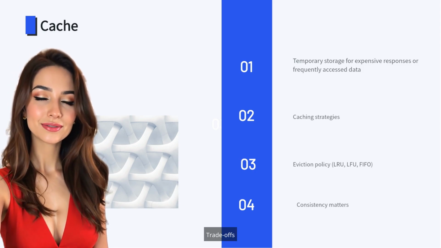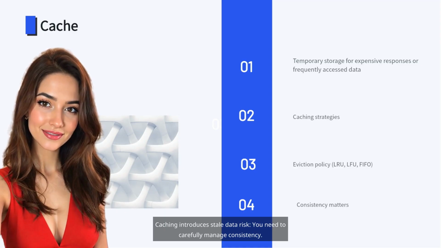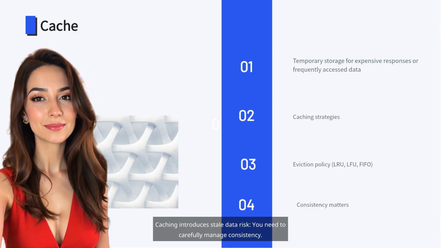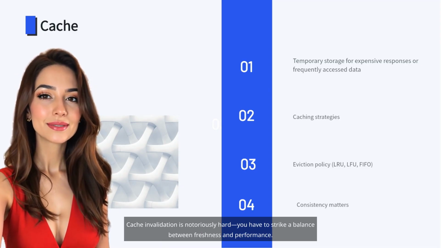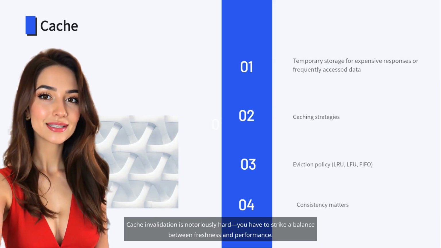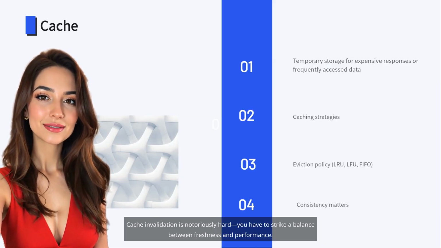4. Trade-offs. Caching introduces stale data risk. You need to carefully manage consistency. Overcaching can make debugging harder. Cache invalidation is notoriously hard. You have to strike a balance between freshness and performance.